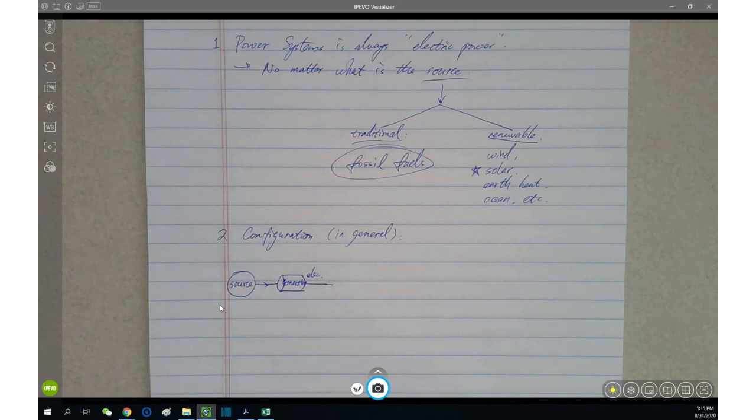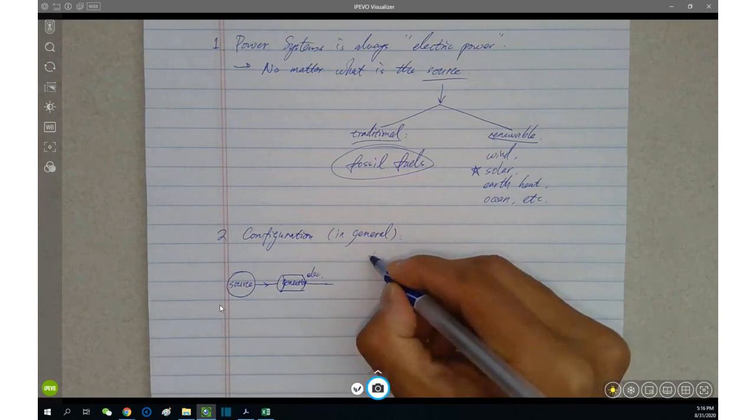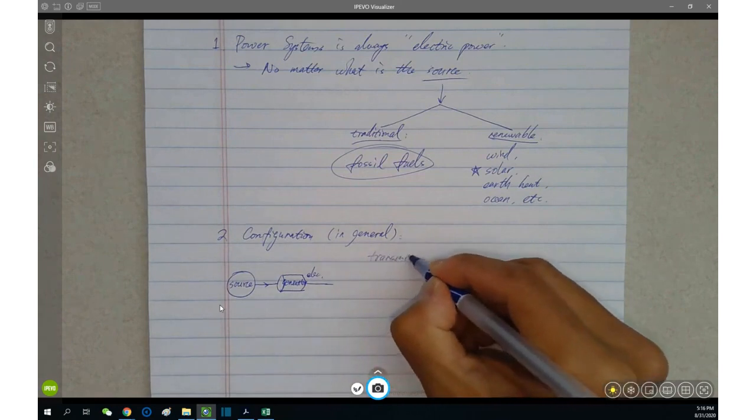Oh, sorry, I was going to say you need to transport it to where it needs to go. Very good, very good. Transmission. Very good. Excellent. Transmission. Very, very good.